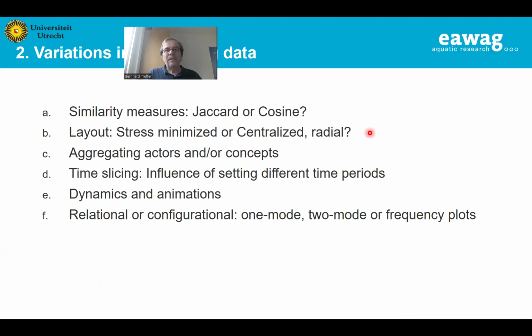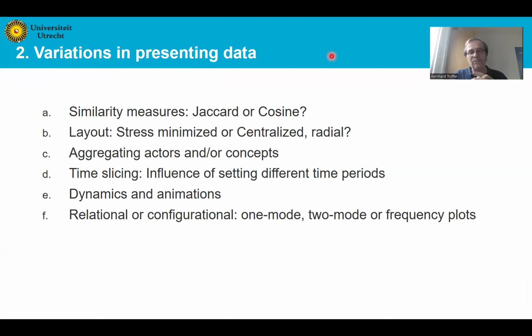It's not the main part of my talk, where I will just lead you through the impacts or implications if you had chosen different similarity measures, so the principal Jaccard and cosine. If we had chosen different layout options like stress minimized versus centralized radial. What is the impact of aggregating actors or concepts? What about the time slicing, the dynamics and animation, and the one-mode representation to start with.